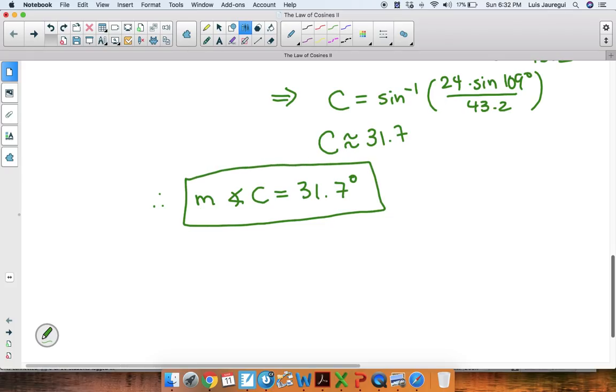So in conclusion, in this particular video, we have seen how we apply the law of cosines along with the law of sines to find the measure of a missing angle once we were given the side, the angle, and the side in a triangle.